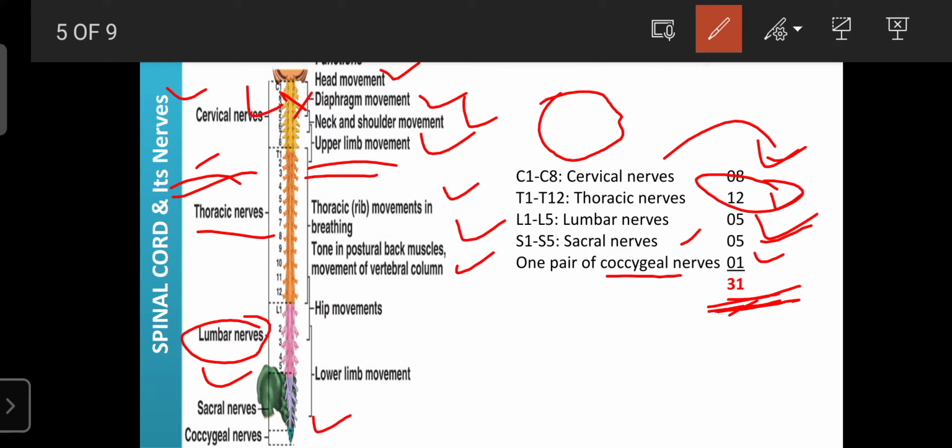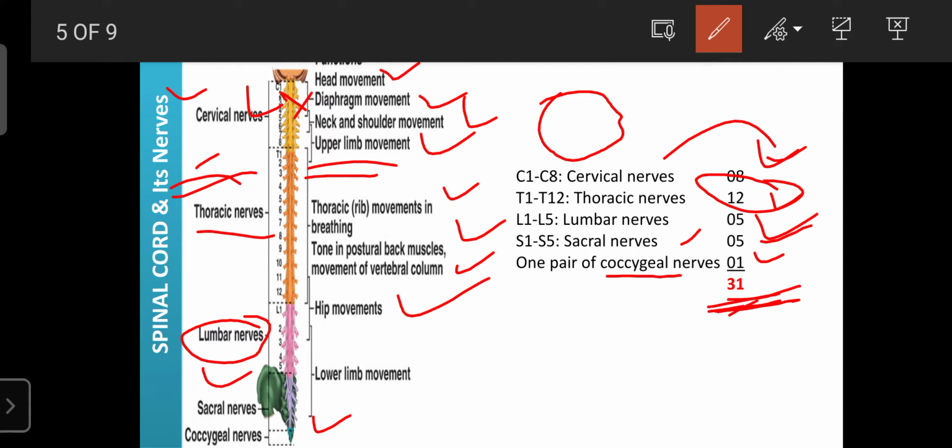So next one is the lumbar nerves, or lumbar spinal nerves. They are five pairs in number. They mainly play an important role in hip movements. Whatever lower leg movements are there, they are regulated by the lumbar spinal nerves.